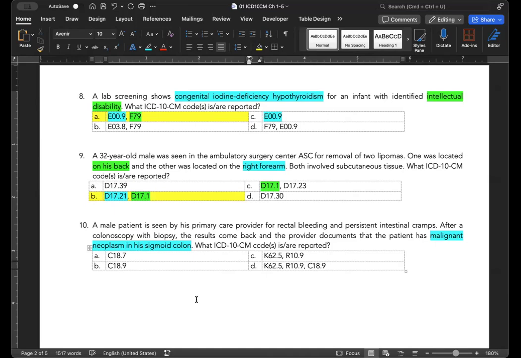Okay, and what's our code for the sigmoid colon? C18.7. Yep, C18.7. See, now I went right to sigmoid instead of intestine, and it's the same code. Okay. Yeah. And that's the beauty of the alphabetic index, there's multiple ways.